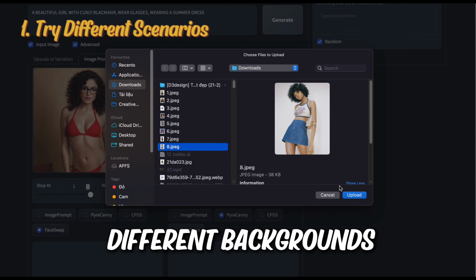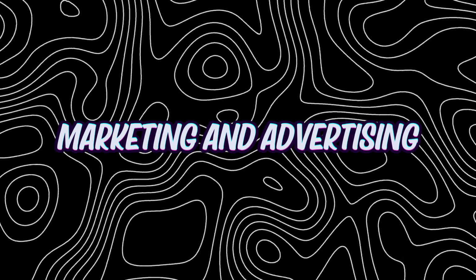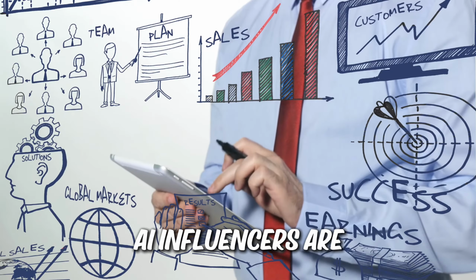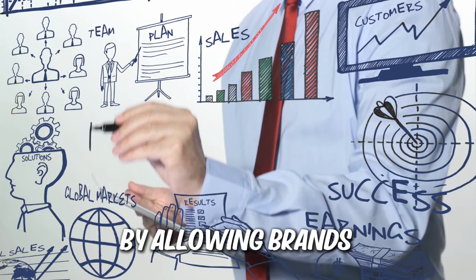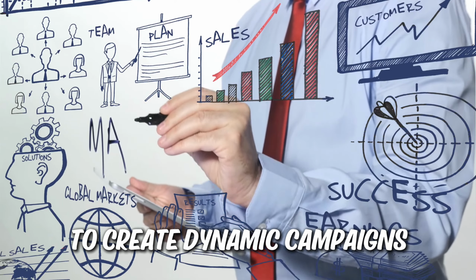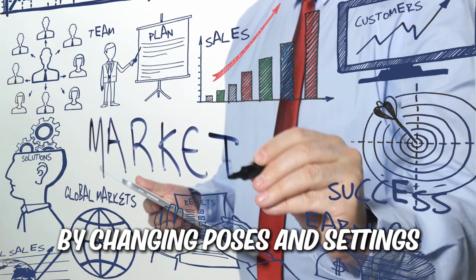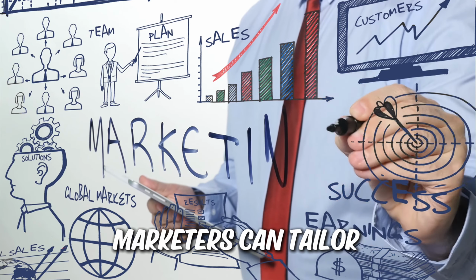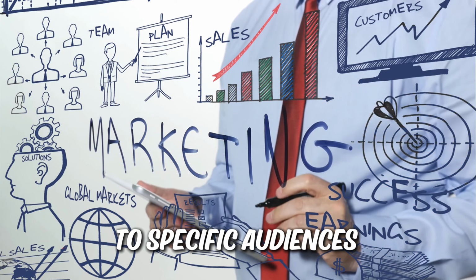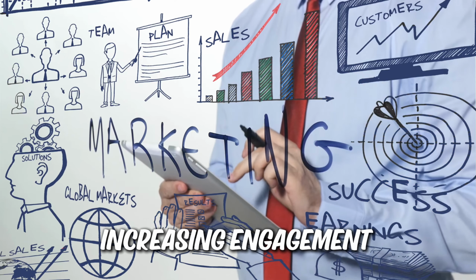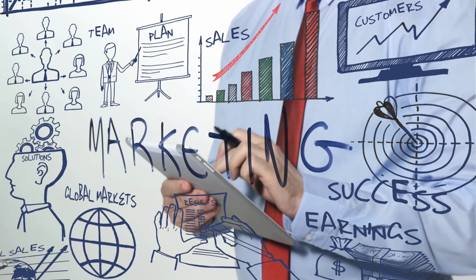Different environments. Use images from various settings, like outdoor scenes or professional photo shoots, to see how your AI influencer blends into different backgrounds. Marketing and advertising. AI influencers are transforming marketing by allowing brands to create dynamic campaigns without the logistical constraints of human models. By changing poses and settings, marketers can tailor their content to specific audiences and platforms, increasing engagement and reach.